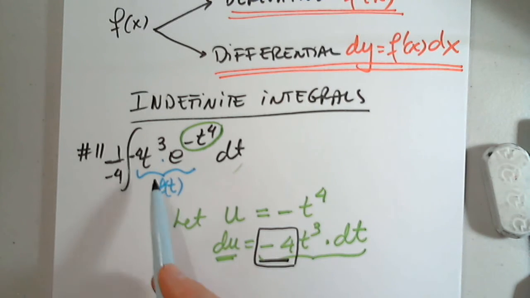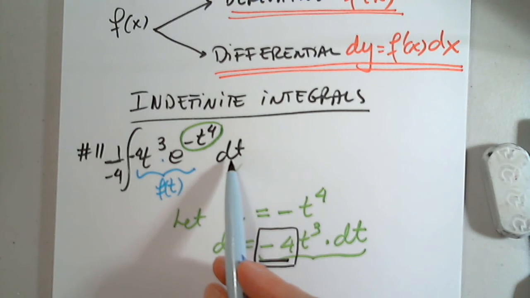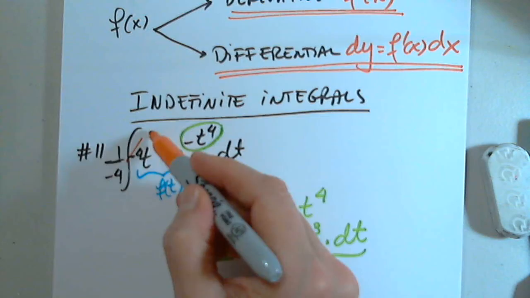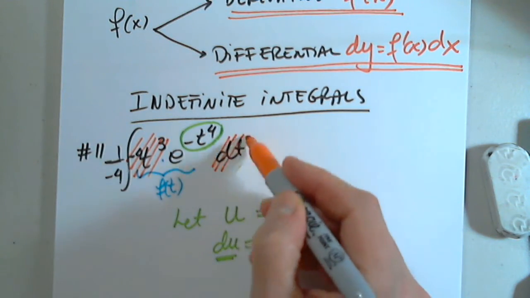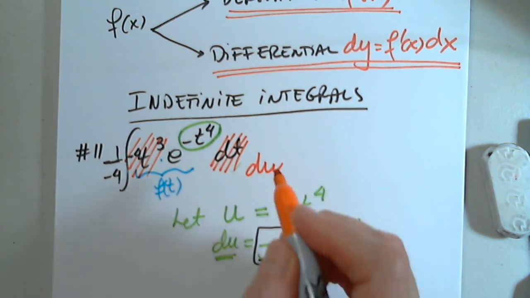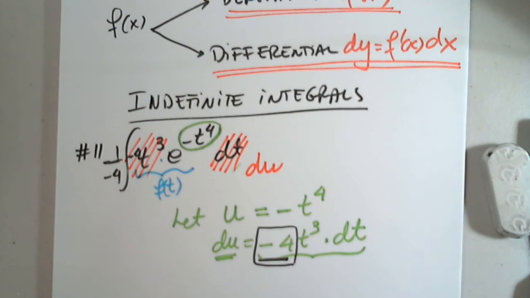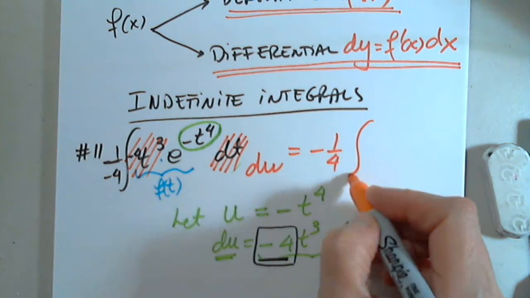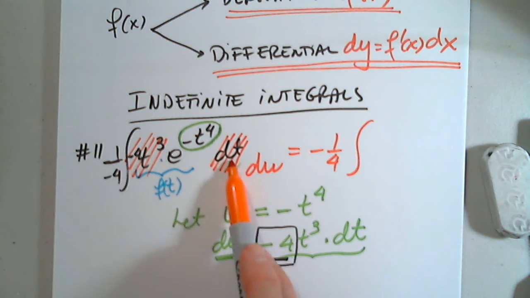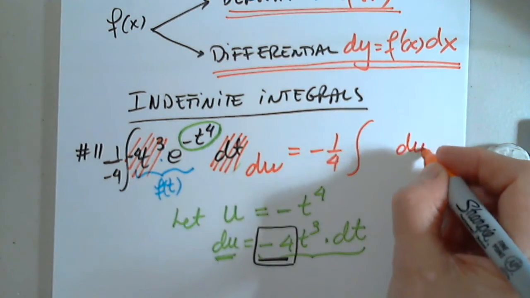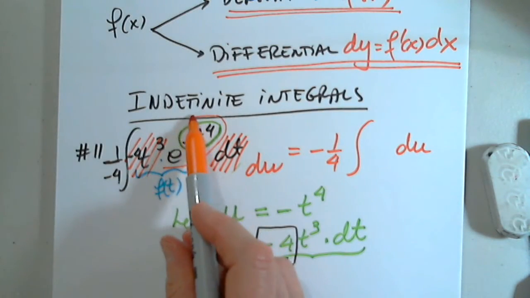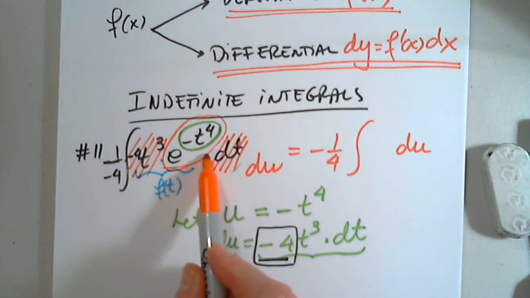Do I have t to the third? Yes, I do. Do I have dt? Yes, I do. So what I'm telling you is now this will be replaced by du. So I will have negative 1/4 in front. I will have these three factors that make up the du. But the question is what I replace this by. Can anyone tell us what do we replace this by?